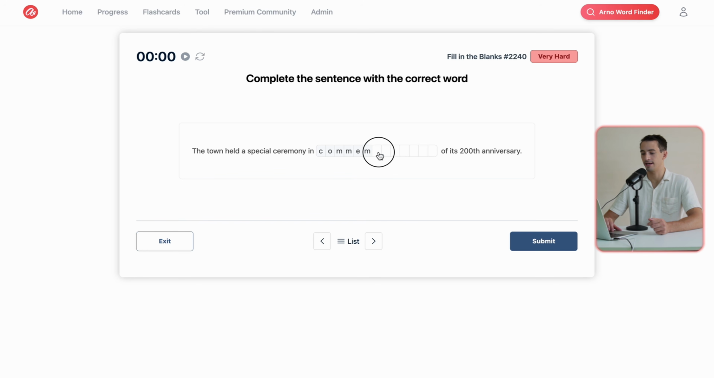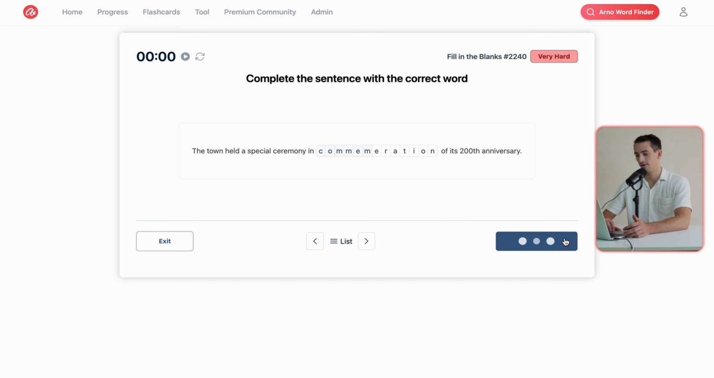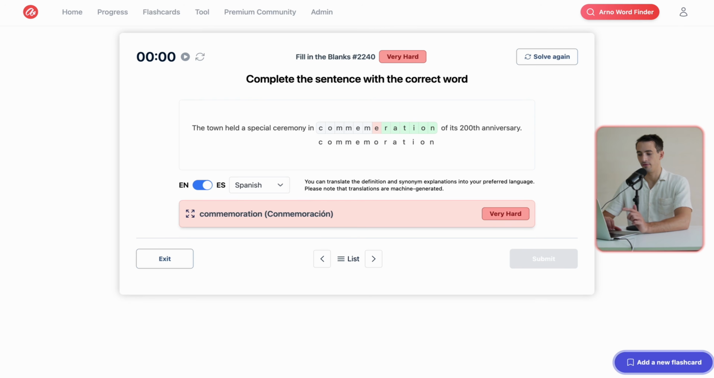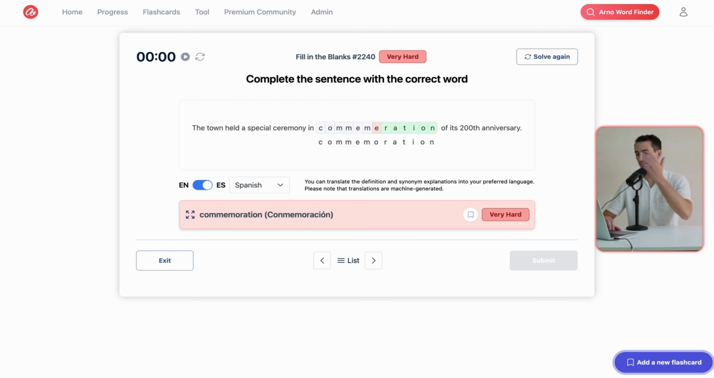Okay, the correct answer here would be commemoration. This is, see, I misspelled it. Okay, I'll talk about that. So this is probably the most difficult one we've had so far.